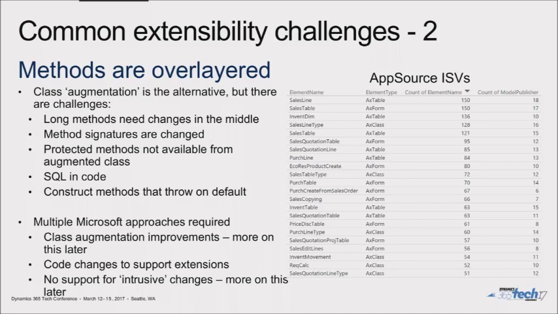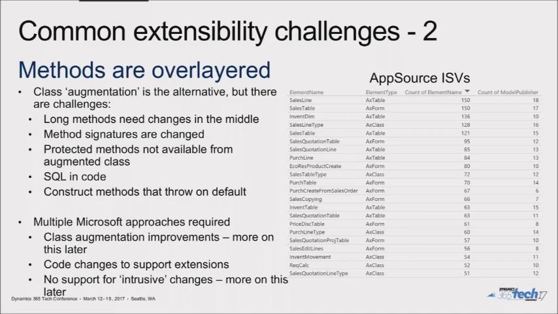We have method signatures that are overlayered, and I'm going to talk about intrusive customizations in the next slide, and this is an example of that, where we don't have a good solution to support that, nor do we want to support that, so that's going to be a sticky point as we move forward.